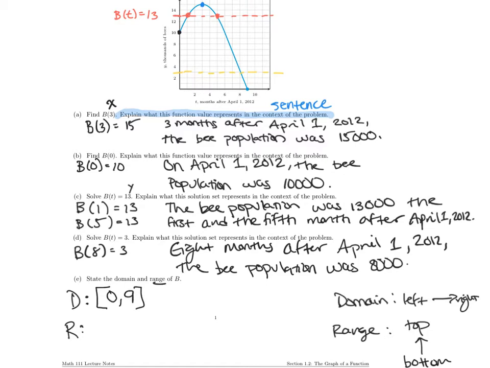And then for range, range is bottom to top. So my lowest y value here is at 0, and my highest y value is up here at 15. So that's going to be from 0 to 15. And again, since those are closed points, we're going to use brackets. But you might be saying, Ms. Twain, what if they're not closed points? What's going on? Well, let's look at the next page.